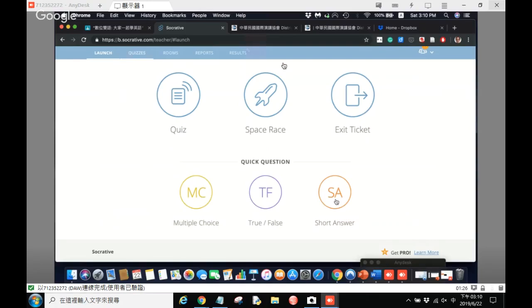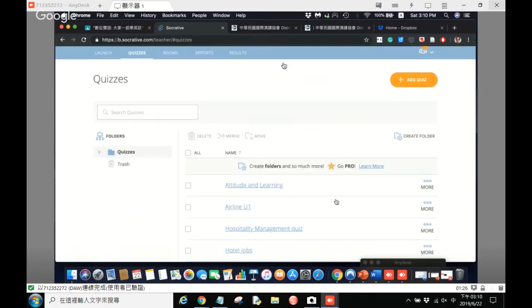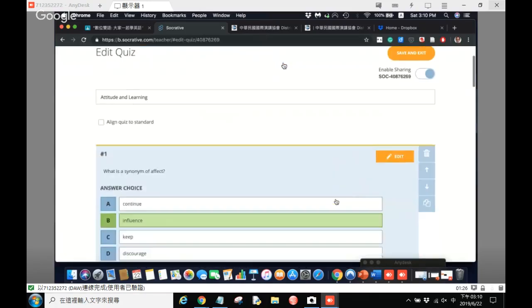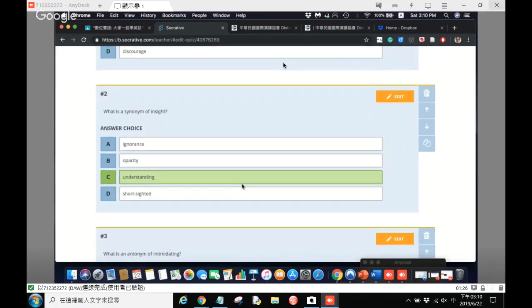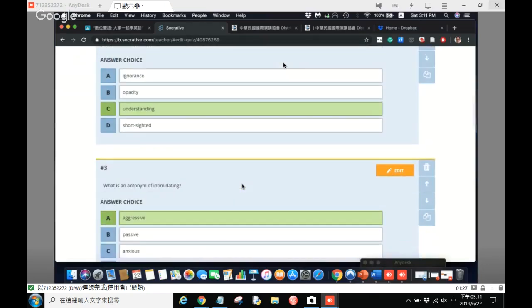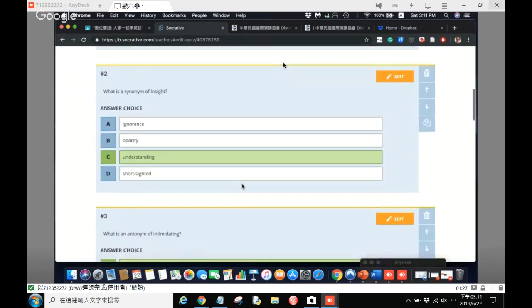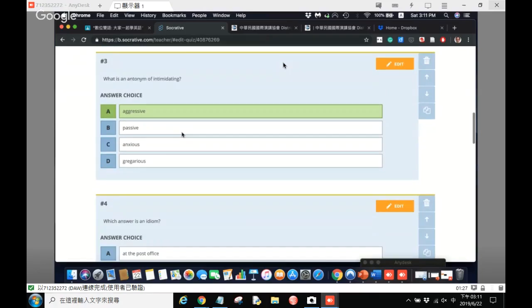If we go back to the quiz, like I said, I use the word synonym. The answer is understanding for insight. Then this one is the antonym, the opposite, 反义字. Antonym. So what's the antonym of intimidating?